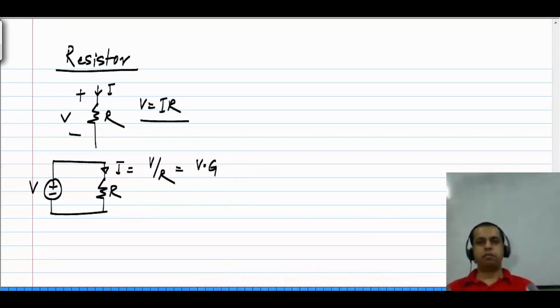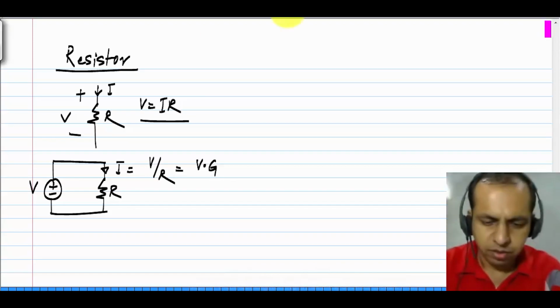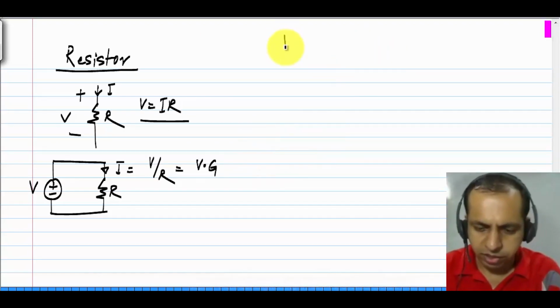Now, if we think of this picture, we think of the voltage resulting in a current, or the voltage controlling the current. We have already discussed a control source which accomplishes this function, that is controlling a current using a voltage. That is a voltage controlled current source. So what happens in that case if we take a voltage controlled current source?